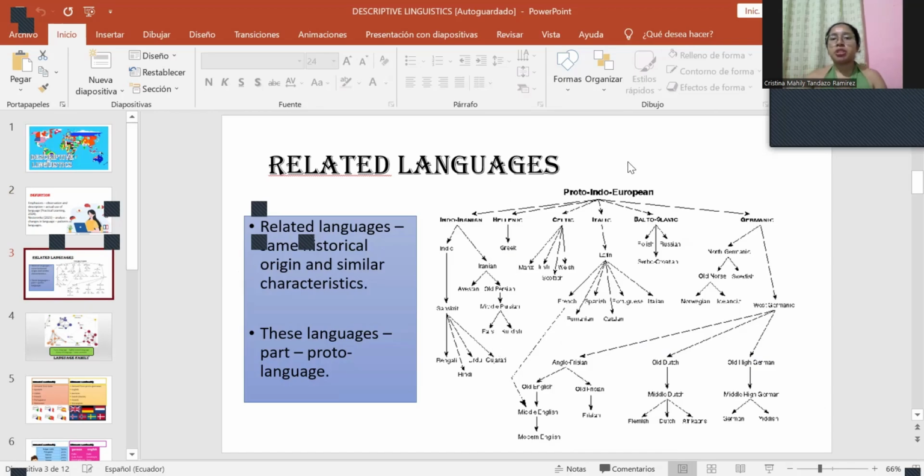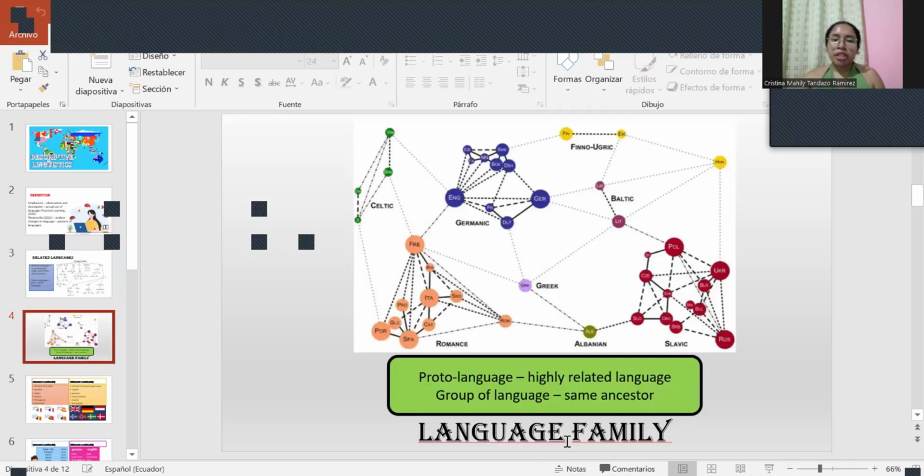For example, the Proto-Indo-European language is the proto-language, and here there are the related languages, for example, Germanic and Balto-Slavic. But within every language there are groups that are highly related. In this case, they are the language families, which are groups that have the same ancestor. For example, here, the Slavic family, Germanic family, Romance family.